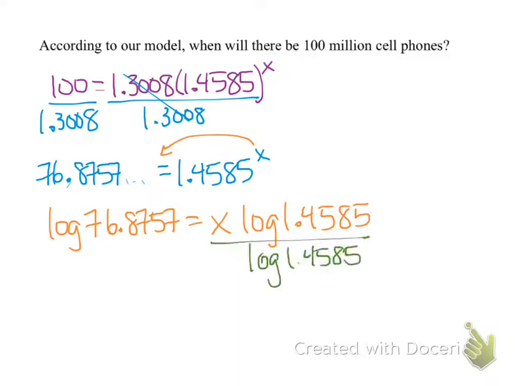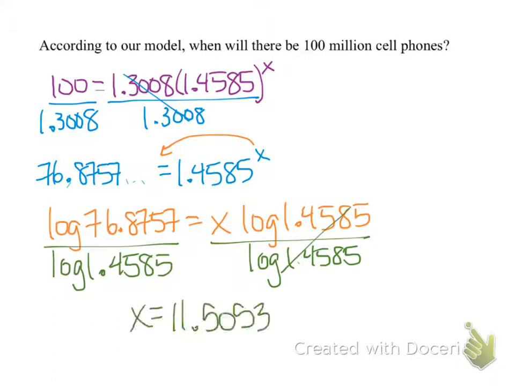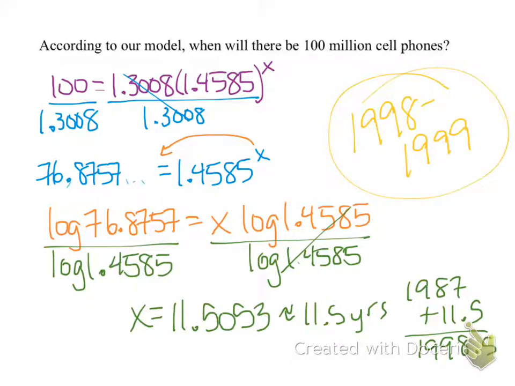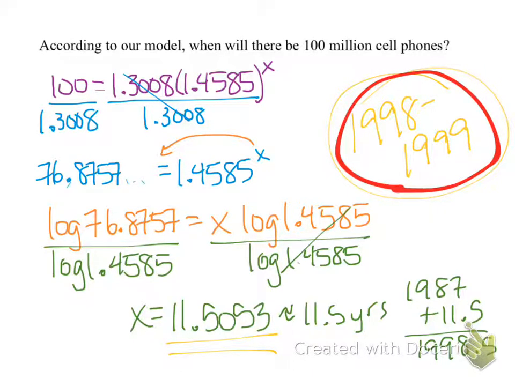Now solving for x, dividing both sides, we're going to get 11.5053, which is approximately 11 and a half years. We obviously can round that. And 1987 plus 11 and a half years puts us somewhere in 1988, 1989. So because we have kind of this vague answer, that's why I want you to make sure that you're at least giving me this answer to 4 decimal places.